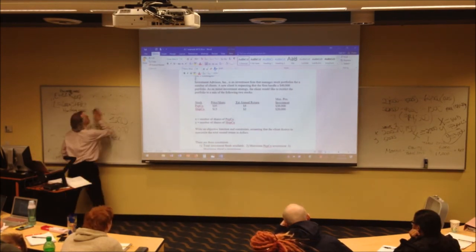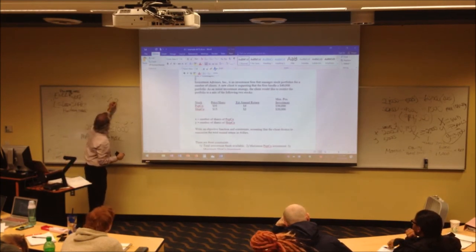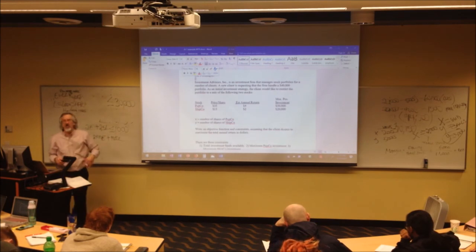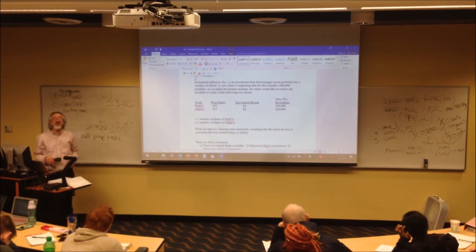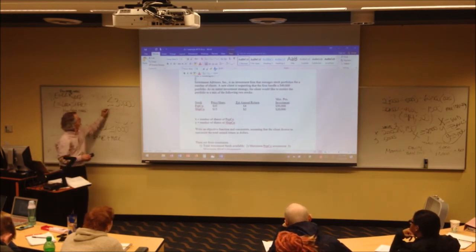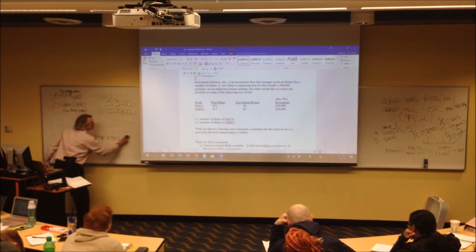I always start with the right-hand side. Less than or equal to 30,000. All right, I don't even know the variables yet. Shipco, the broker said the most you can invest in this stock right now is 20,000. Less than or equal, greater than or equal, or equal? Less than or equal to 20,000.